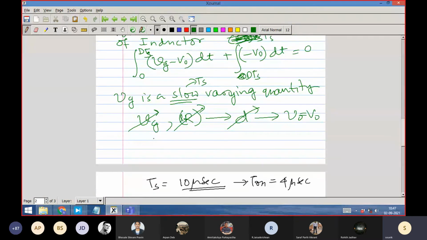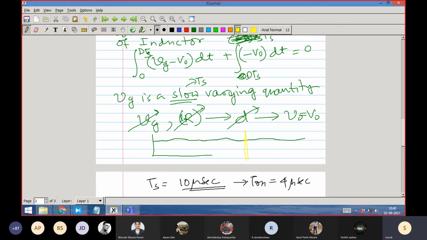Again, in a pictorial manner, if you want to see, it is like this. This is the VG variation. You are seeing a very small time zone here, and in that zone you assume that it is reasonably constant. That is what I am trying to imply: its variation is not fast. In a small 10 microsecond zone it is not oscillating or changing; in that zone we have to assume that it is reasonably constant. So that is the point.